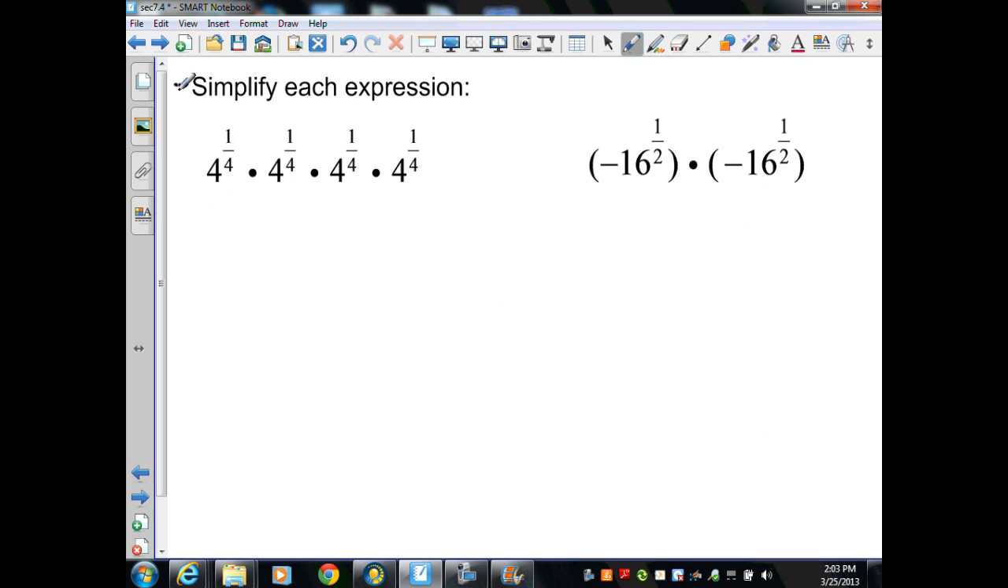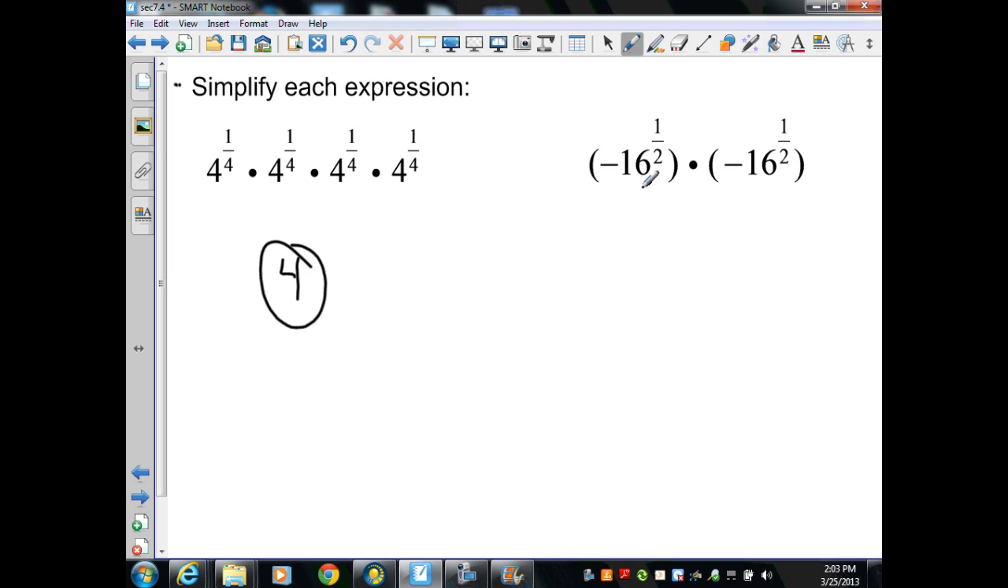Here I want to simplify each expression. Here I have 4 to the 1/4 times 4 to the 1/4 times 4 to the 1/4 times 4 to the 1/4. All have like bases. I'm going to rewrite the base, add their exponents. 1/4 plus 1/4 plus 1/4 plus 1/4 is 4/4, which is 1. Therefore, my solution is just 4, 4 to the first power.